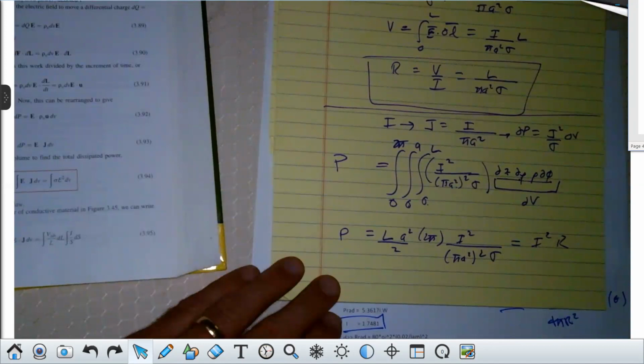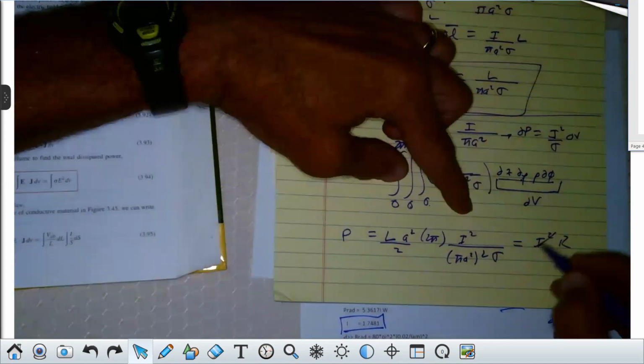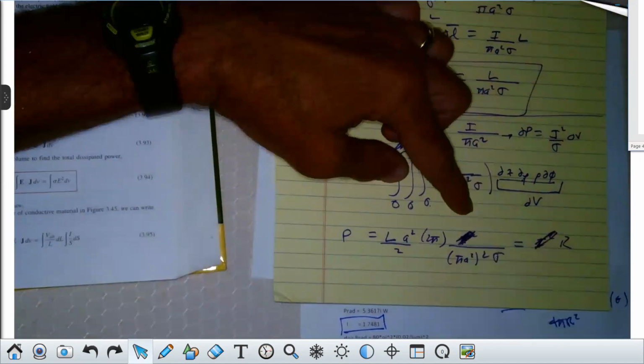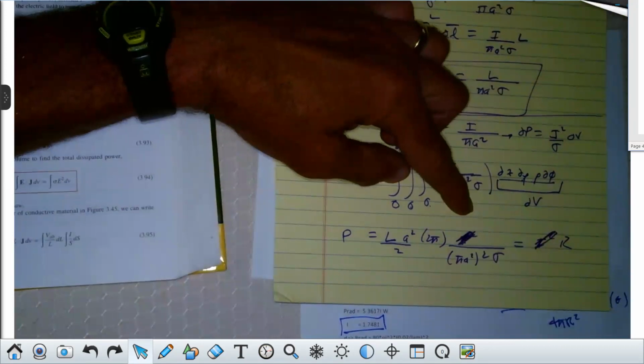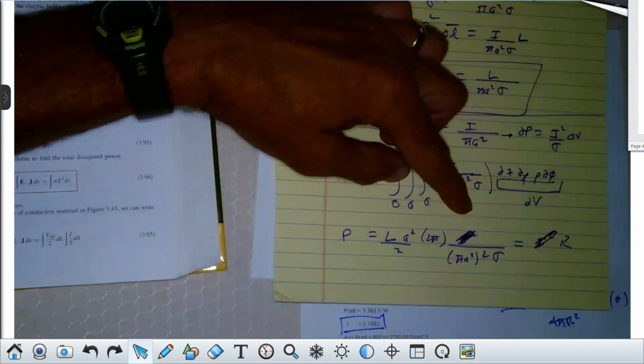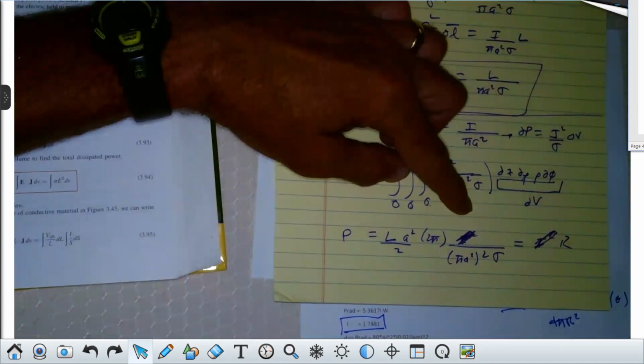Now, the thing you'll notice is the I squareds cancel. And when you're calculating resistance, it will not be a function of current unless it's a nonlinear resistor. And all the materials that we study are linear. It means the resistance value has nothing to do with the current flowing through it or the voltage across it. And that's consistent with everything you've been taught in your laboratory work.